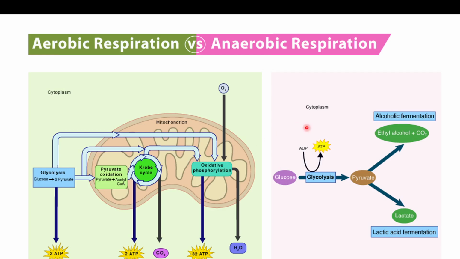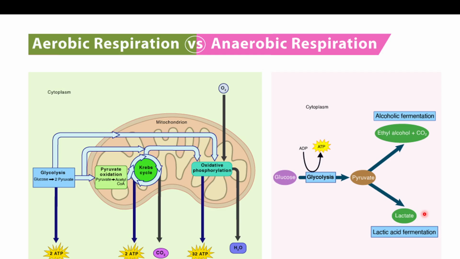Okay. And if we talk about anaerobic respiration here, glucose is converted by glycolysis with the release of ATP and gives rise to pyruvic acid. However, it can lead to fermentation, either alcoholic fermentation, where you have ethyl alcohol and carbon dioxide, or lactic acid fermentation giving rise to lactic acid as a product. Okay.